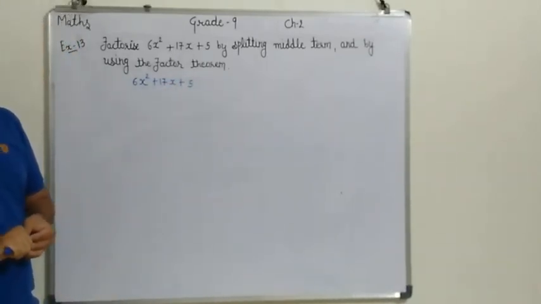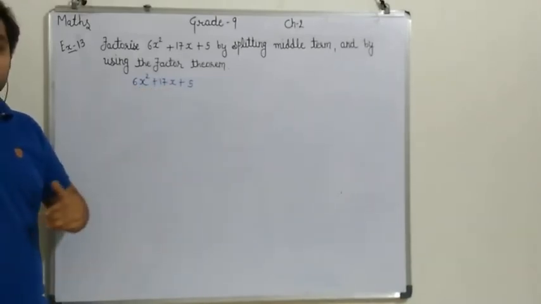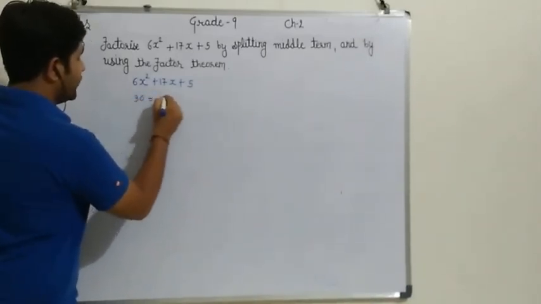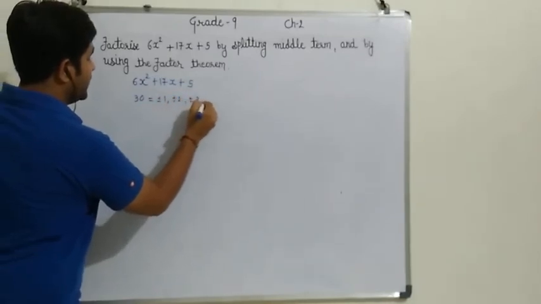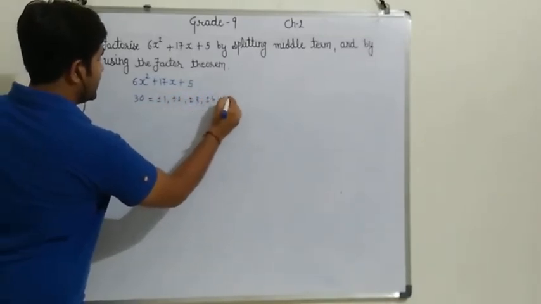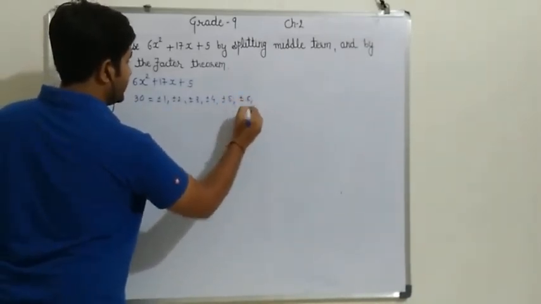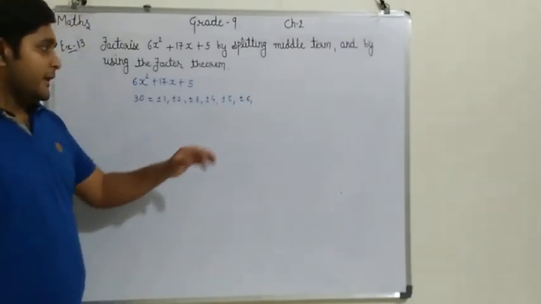Same as we did earlier, 6 multiplied by 5 is 30, and we have to write down all factors of 30. So plus minus 1, plus minus 2, plus minus 3, plus minus 4, plus minus 5, 6 5s are 30. Yes, 6 is also a factor of 30. 7 is not. 8 is not a factor of 30. 9, no. 10 is a factor of 30.